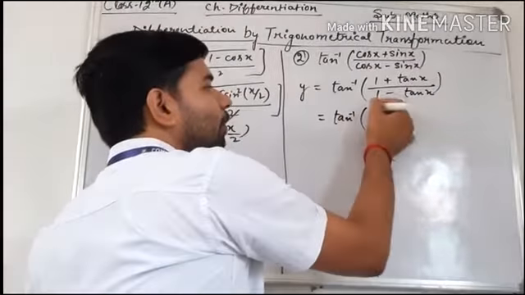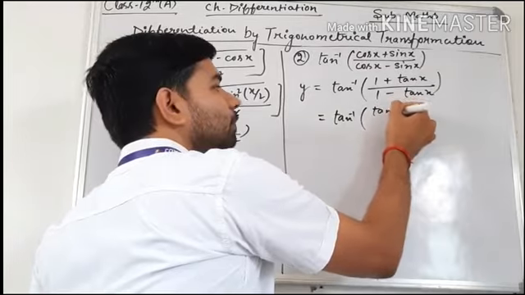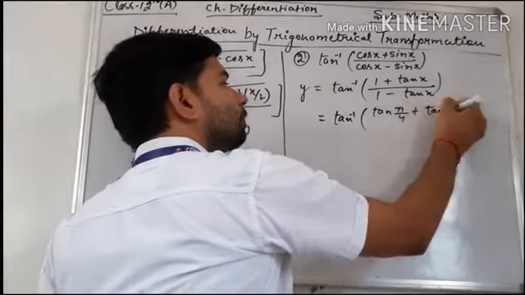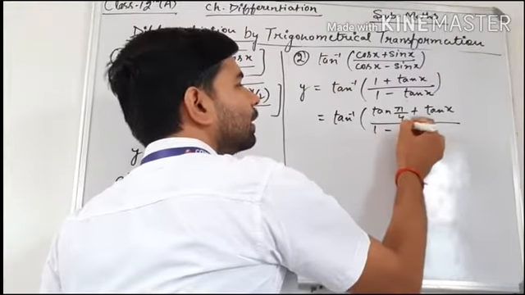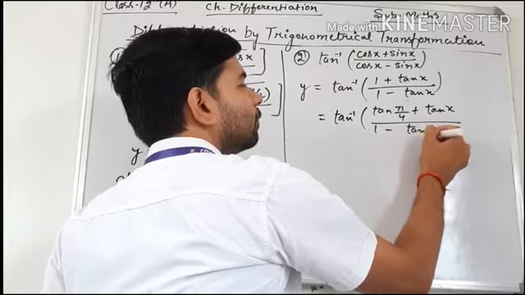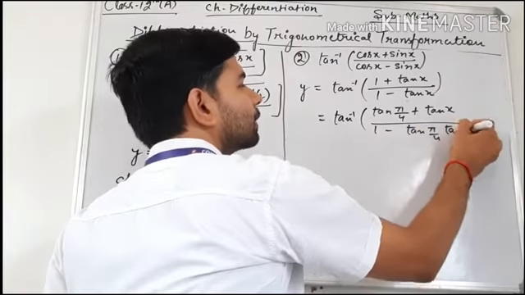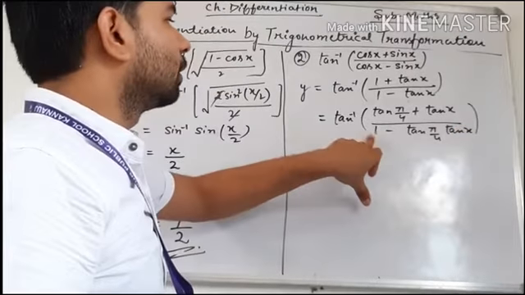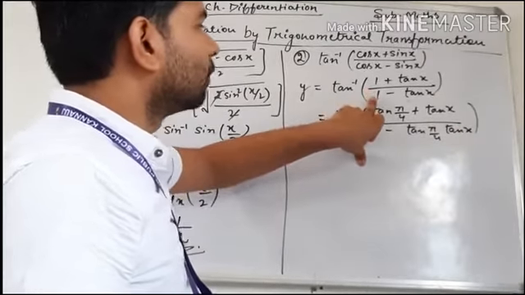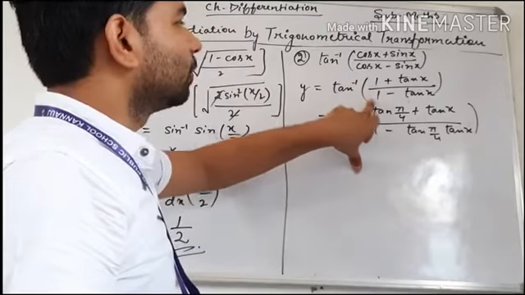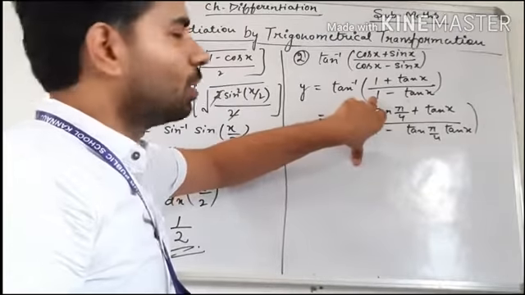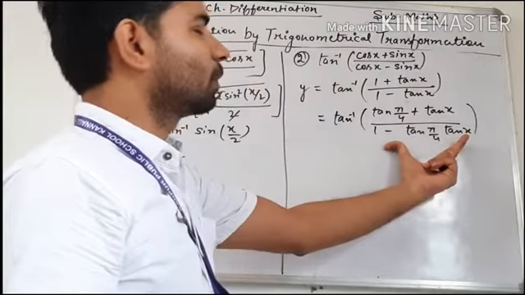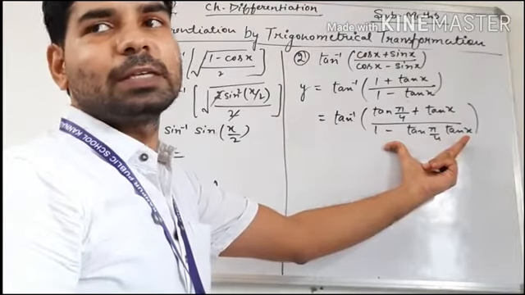Now 1 is tan 45 degree. You can write tan pi by 4 plus tan x upon 1 minus tan pi by 4 into tan x. Why am I not writing tan pi by 4 in place of this one? Because we have to make a formula, and this is the formula of tan a plus b.